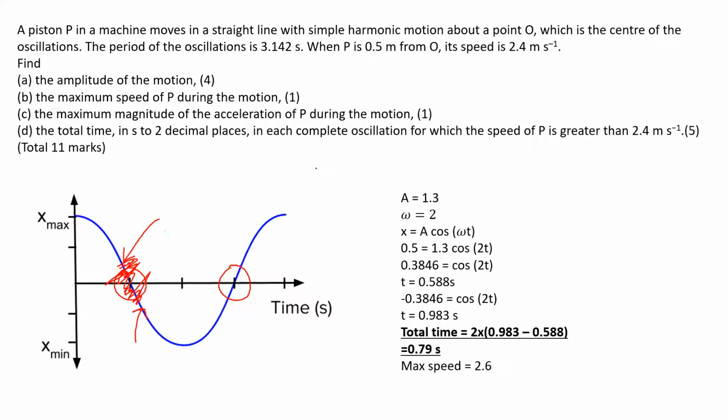Because the question is asking for greater than 2.4, so here it is 2.4, and here is also 2.4. So here we're trying to work out the times between here. So we just need to work out the time here and the time here, and then we work out the difference and then divide by 2.